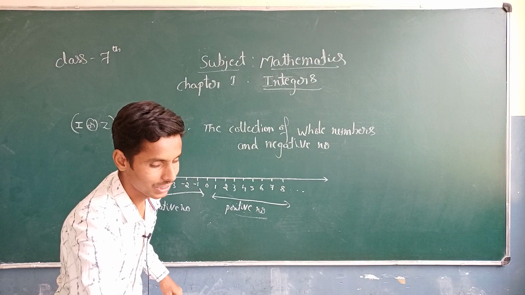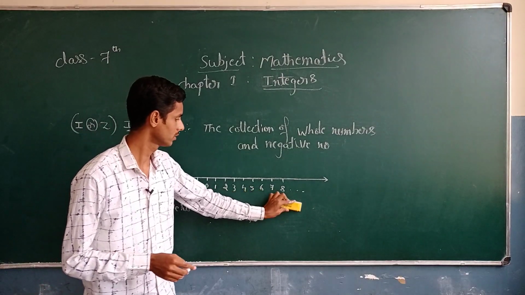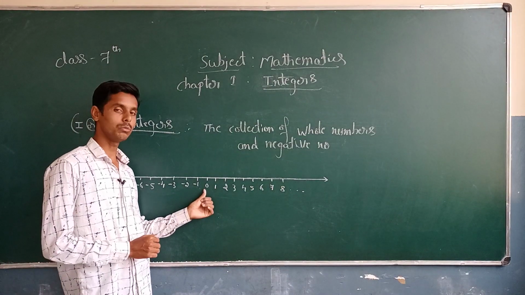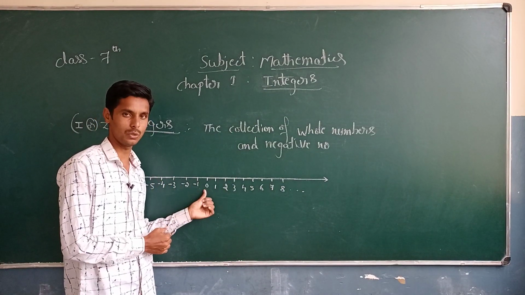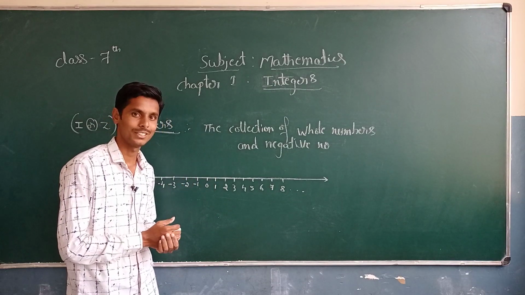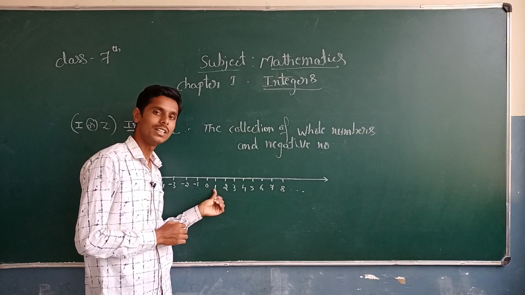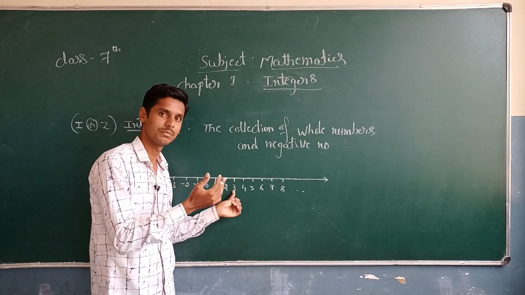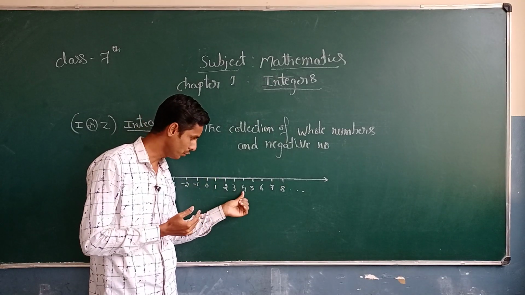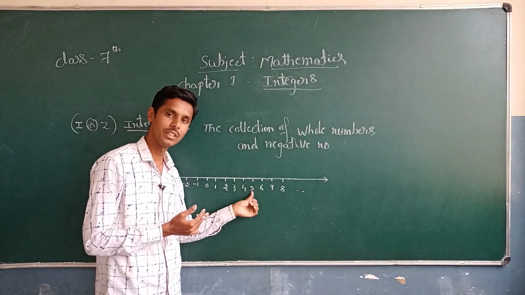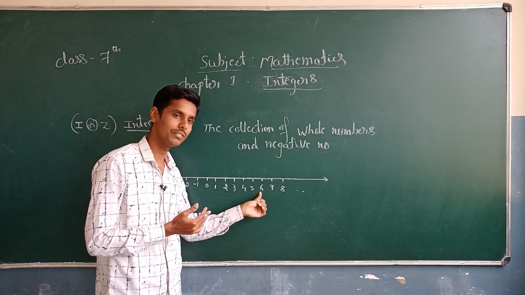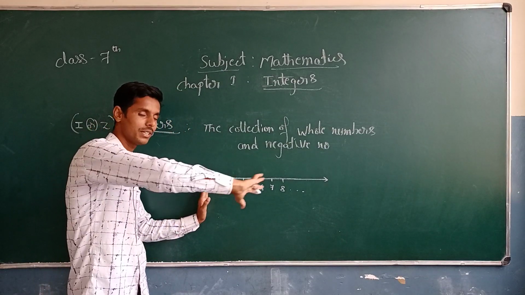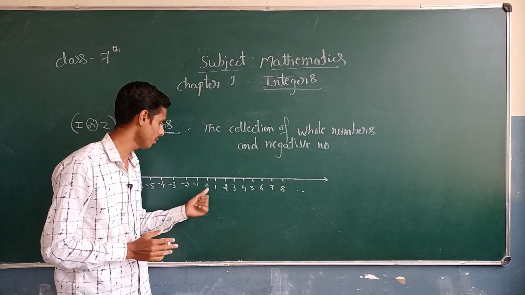Right? So one more thing we can observe here. On the number line, as we move to the right of 0, the value of the number increases. So 1 is smaller than 2, 2 is smaller than 3, that means the value is increasing. 3 is smaller than 4, 4 is smaller than 5, 5 is smaller than 6. When we move from 0 to the right side, the value increases. That we have to keep in mind.